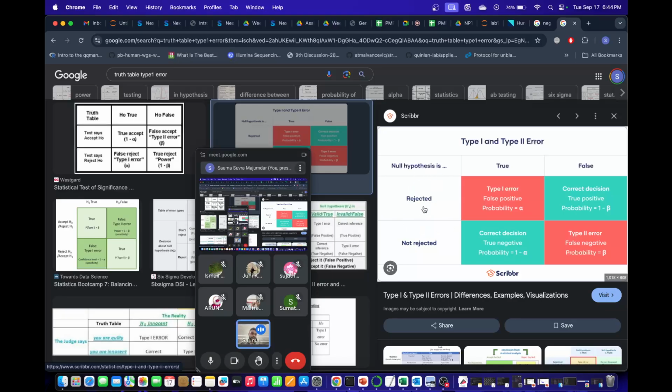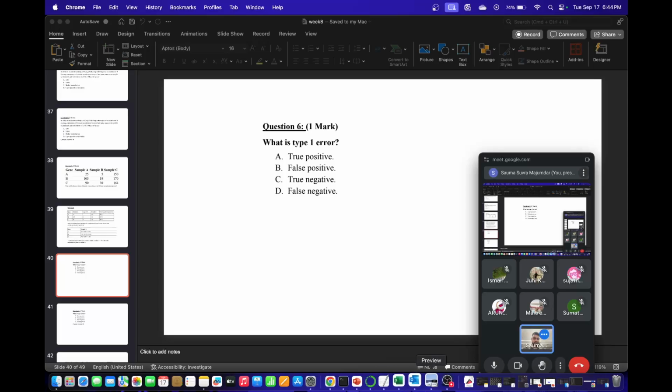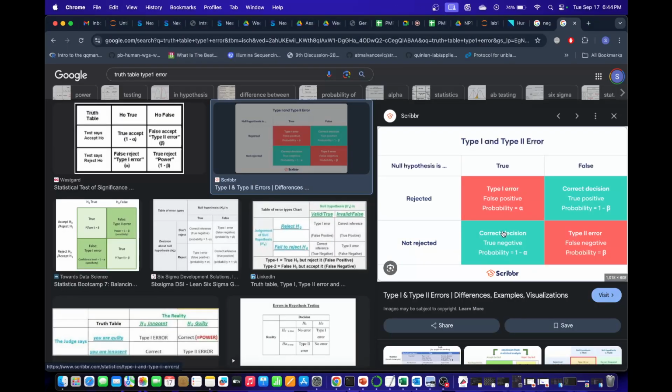If your null hypothesis is rejected and it turns out to be true, it's a false positive. It is the type 1 error. These two are correct decisions: you're accepting it and it's true, or you're rejecting it and it's false. Both of these are correct decisions. Type 1 error is when it's actually false but you are saying it to be true, and type 2 error is when you are saying it to be false but it's actually true. So false positive is type 1 and false negative is type 2.